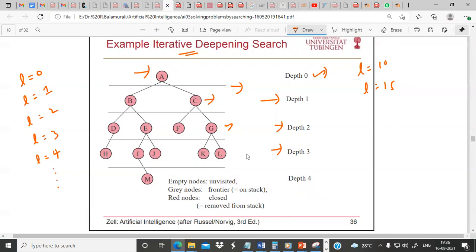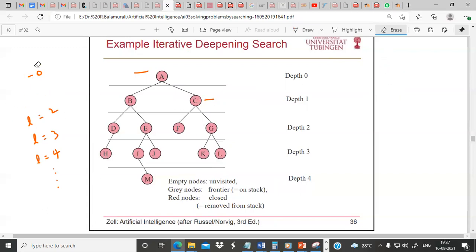Now if the depth is 3, first the algorithm will go up to here. Then here, it won't explore M because the depth is 3. Then this path, then this path, then this path, and then this path. So again, if the goal is not available here, now increase the depth to 4. Okay. So this is how iterative deepening depth first search works. This is actually a good refinement of the DFS algorithm.